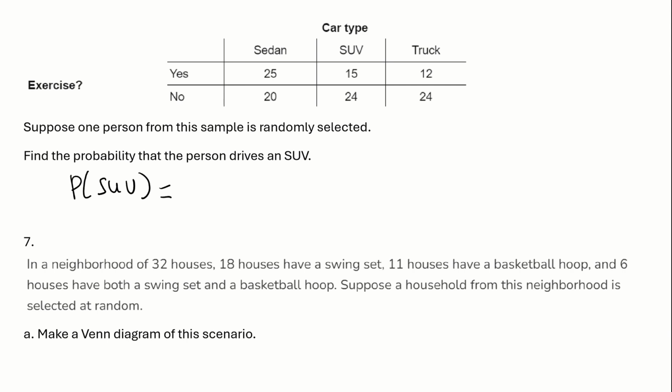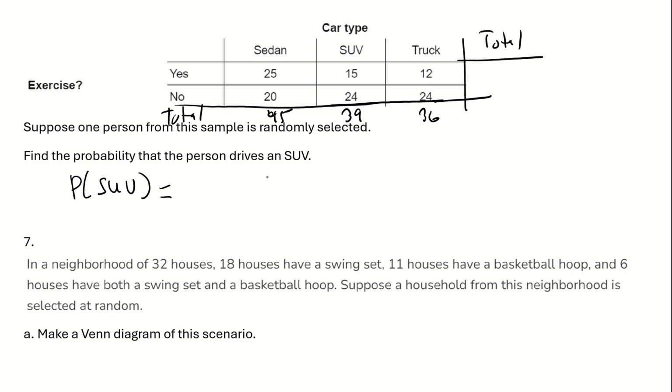Okay. So that means if they drive an SUV, we were saying yes for SUV, right? So how many people drive SUVs? Well, we got to add these totals, right? So 15 plus 24, that's 39 for the total. Let me find out all these totals. So this is 45, that's 36. It's good to find the totals when you have the table like this. 27, 52, 48, 68, and we add those together, so we get 120 people.